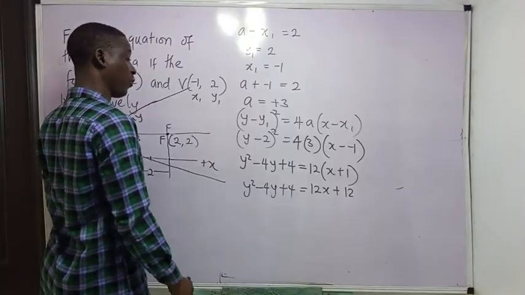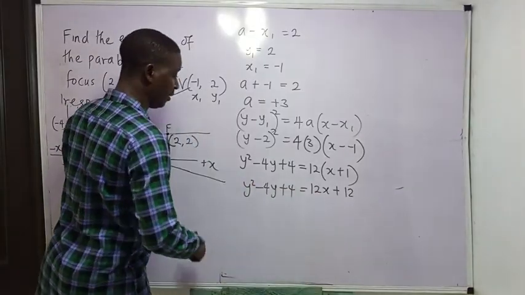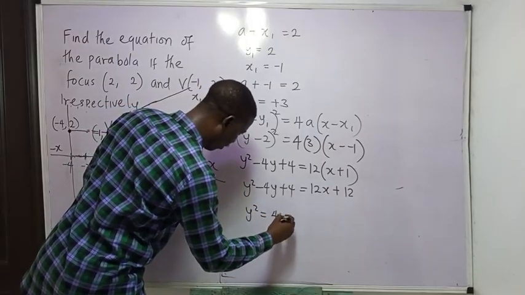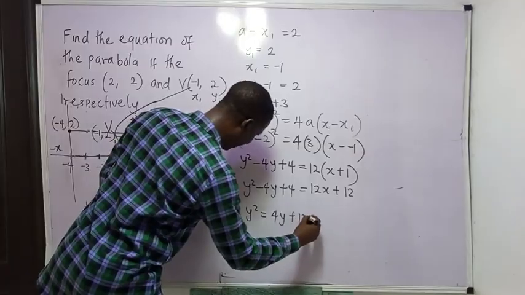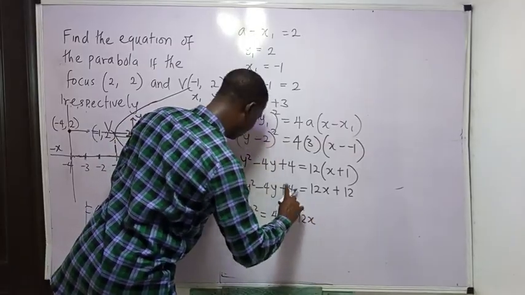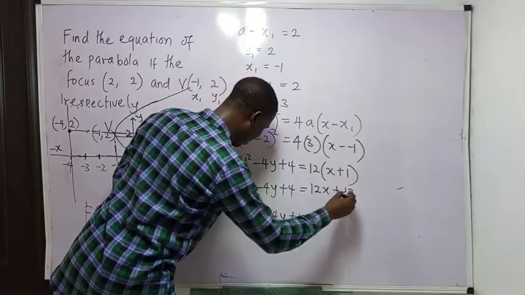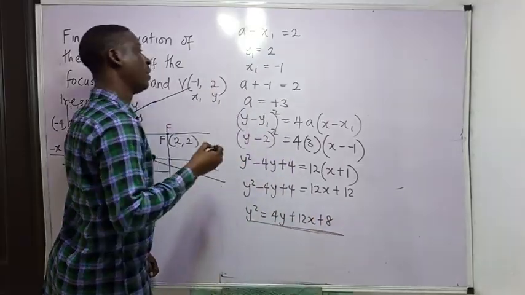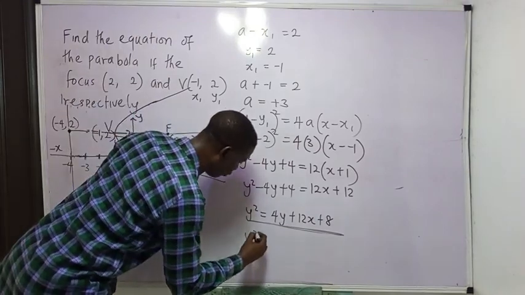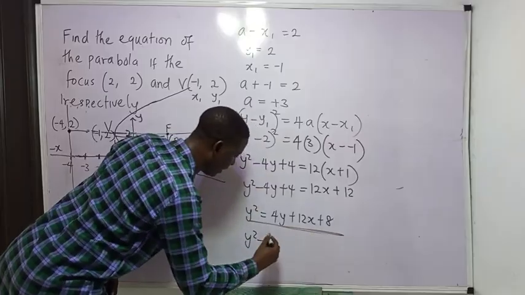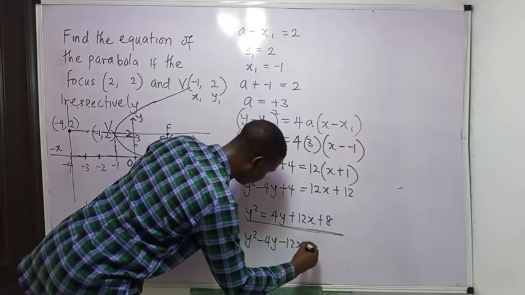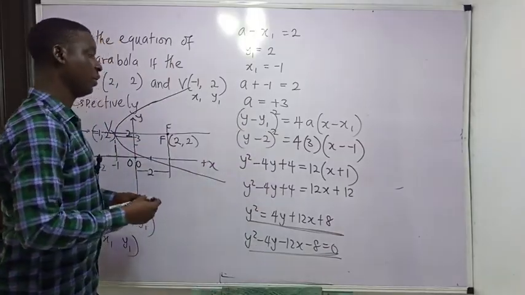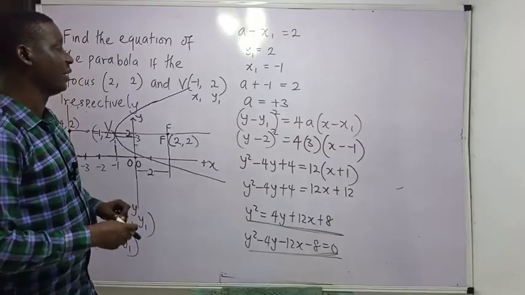Let's make y squared the subject of the formula, or you can still take everything here. So we are going to have y squared equals 4y plus 12x, then take this one to be minus 12 minus 4, which will give us 8. So this will give us our answer. If that is not okay, you can still take everything here. It's still correct this way. So anyhow you want to present the answer is correct.